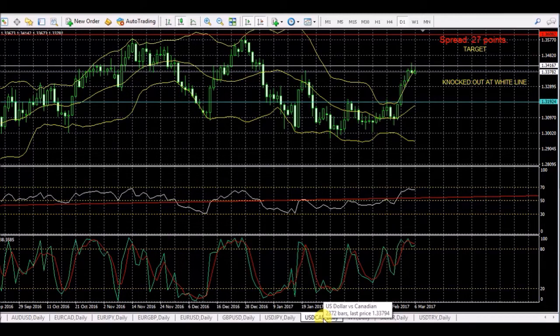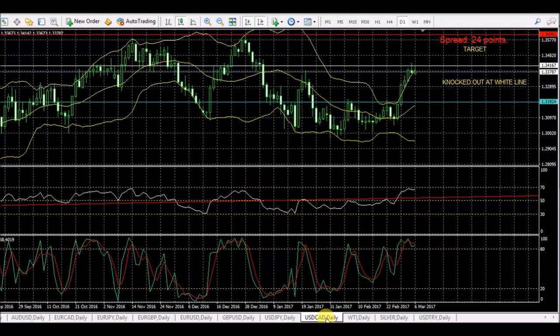USD CAD. I'm long. I got out at this white line. It has actually shorted a little bit. We'll see what happens with that today. I am long it. If it shorts a bit more and gives me a bit more profit, I might just get back in it.